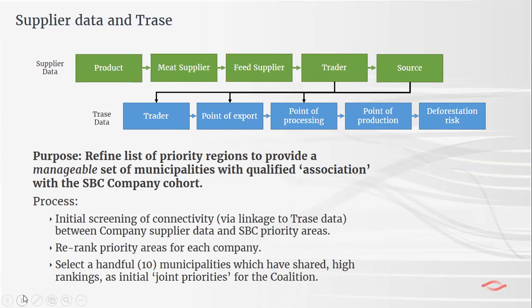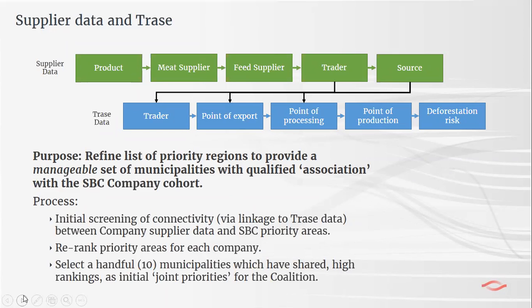So in order to try and get down to a more manageable set of priority municipalities, we then utilised the supplier information that we've been sent by companies in conjunction with Trace data to refine these results down. Given the differences in data across those supplier data sets, and also the general lack of traceability in soy supply chains, we did not and didn't expect to conduct a traceability assessment. Instead, what we were trying to develop was what we termed a qualified association between Soy Buyers Coalition company and supplier data and the supply chain information derived from Trace.